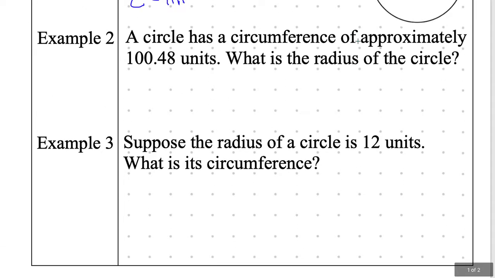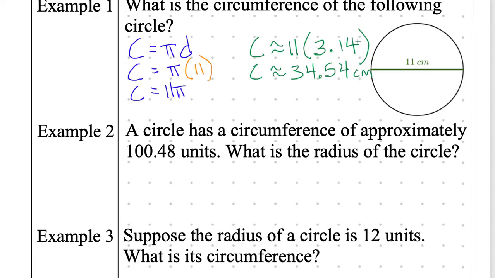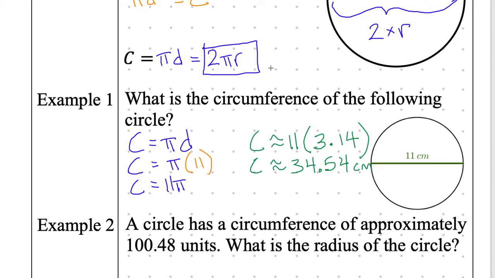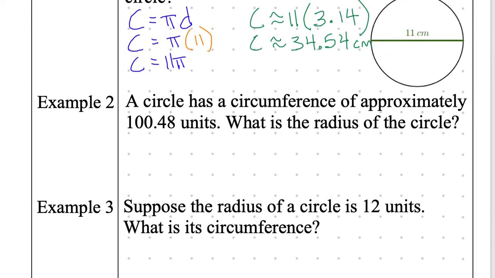Example 2. A circle has a circumference of approximately 100.48 units. What is the radius of the circle? Which formula should we be using? One of these two. Someone pick. Quiet raised hand. If we're trying to find the radius of the circle, which one makes more sense to use? Cohen. It is indeed going to be 2 pi r. Everyone write down. Circumference is equal to 2 pi r.